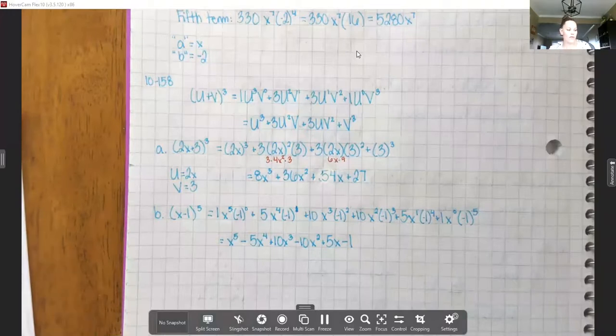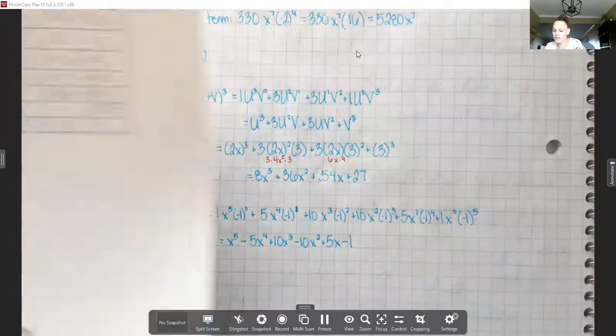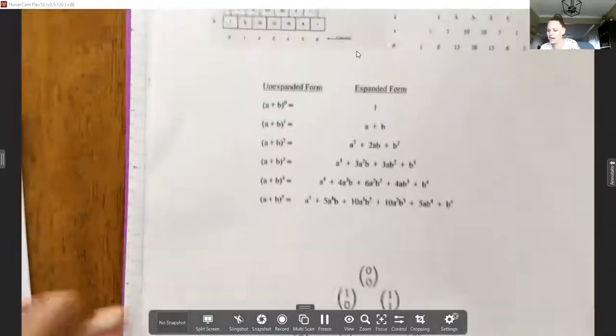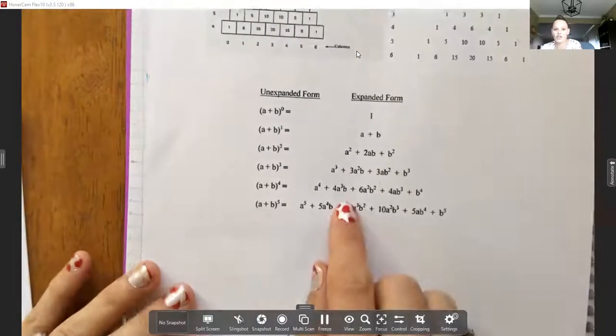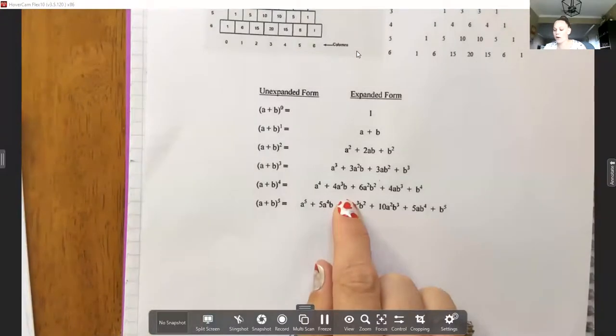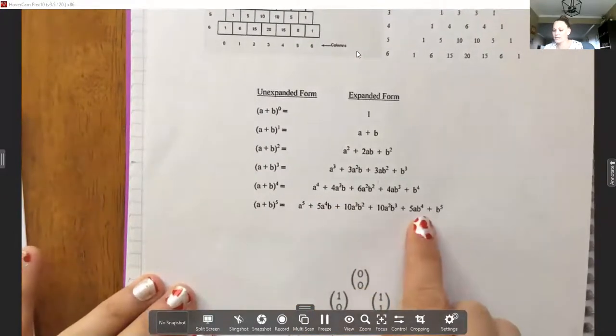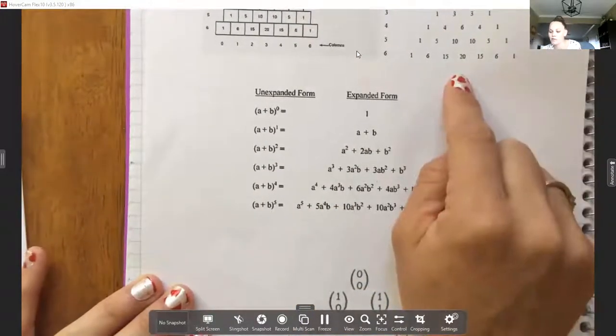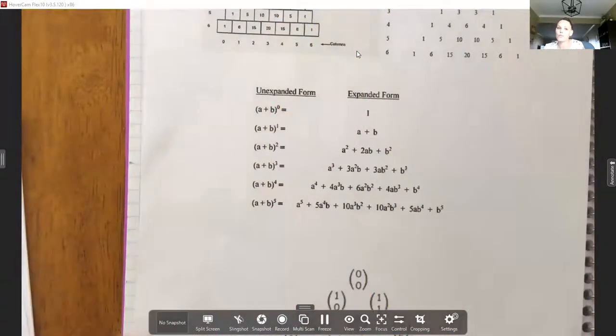So the second page of this resource page is exactly the same thing. And it shows you the first part, kind of what these look like in expanded form. And it shows you Pascal's triangle written a few different ways.